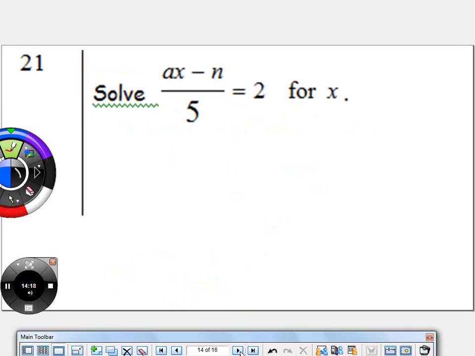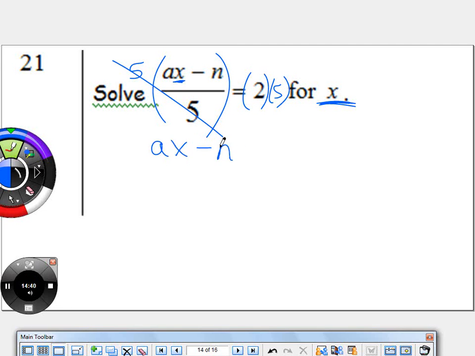Okay. We want to solve for x, the goal, get the x by itself. We're looking at this, and we're trying to figure out how to get rid of all this other junk. So we want to get rid of the 5 on the bottom, so we're going to multiply both sides by 5. Multiply by 5, it's going to cancel out the 5s, so it's going to be ax minus n equals 10. Next thing to do is to get rid of the n. It's a minus n, so we're going to just add n, and that's going to give us ax. This will cancel out because they're opposites.